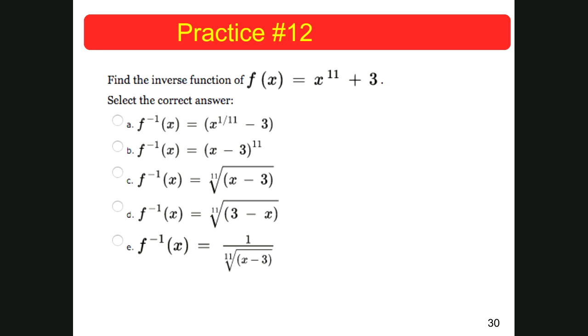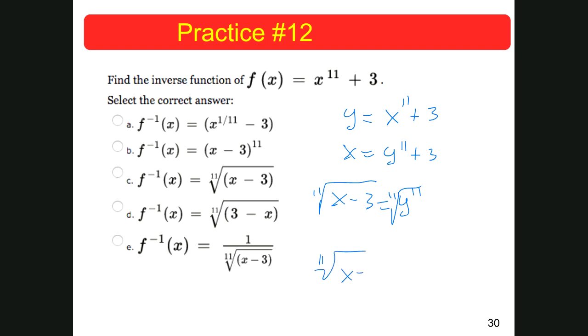Find the inverse of this function. Oh my, x to the 11th power plus 3. Okay, it doesn't change the way I solve this thing. We still do the same thing. We flip-flop the x and y around. So x equals y to the 11th plus 3. I'm solving for y, so I'm going to subtract off 3. So x minus 3 is equal to y to the 11th. Well, the only way to get rid of an 11th power is to take the 11th root of both sides. So I've got the 11th root of x minus 3 is equal to y. So my inverse function should be the 11th root of x minus 3.